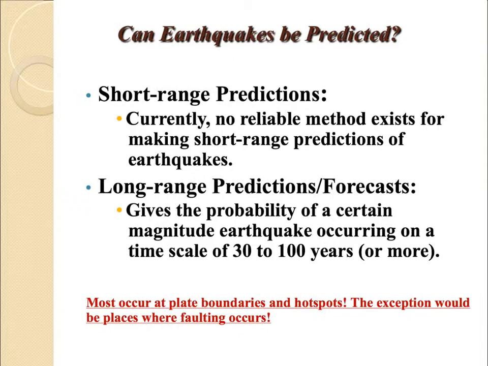In terms of the short range, yeah, there are people out there trying to get an idea of when the next earthquake is going to take place in a certain area, but there's really no reliable method to actually do it. Long range predictions give the probability of a certain magnitude earthquake occurring on a time scale of 30 to 100 years. But 30 to 100 years is within the human life expectancy. So really, there are no predictions that you can do to know that an earthquake is going to come. You can just avoid plate boundaries or take a risk.